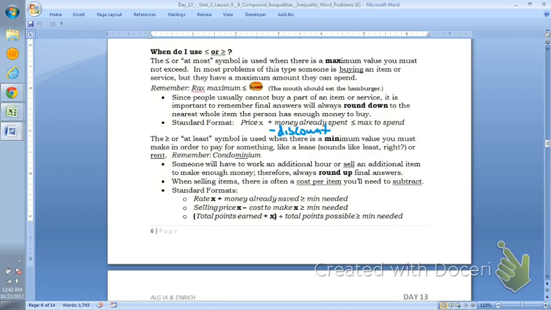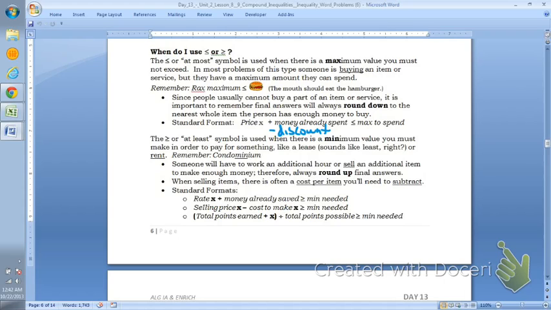But most problems you'll find on the ECA talk about money that you've already spent, is less than or equal to the maximum amount of money you have to spend. The greater than or equal to sign, or at least symbol, is used when there's a minimum value you must make in order to pay for something, like a lease.